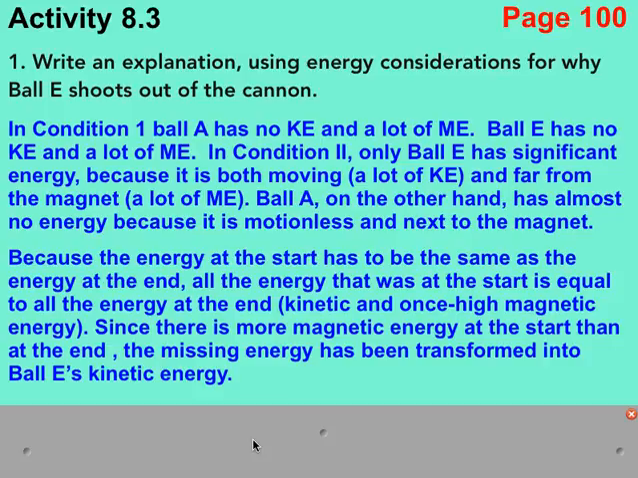So it's got a lot more energy. Ball A, on the other hand, has almost no energy because it's motionless at the very end, and it's right next to the magnet. So all that energy from A must have been transferred over, plus you have that additional magnetic energy because ball E is further away from the magnet. Because the energy at the start has to be the same as the energy at the end, all the energy that was at the start is equal to all the energy at the end, kinetic and magnetic. Since there's more magnetic energy at the start than at the end, the missing energy has been transformed into ball E's kinetic energy.